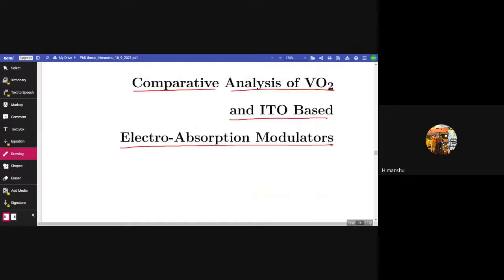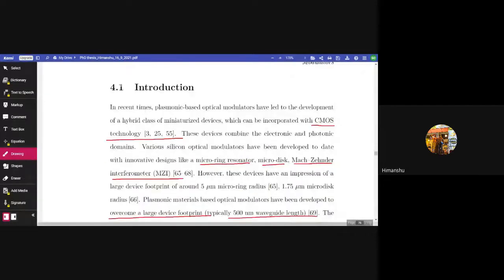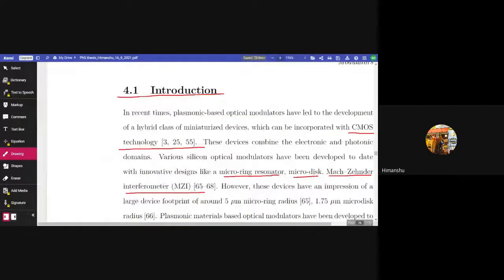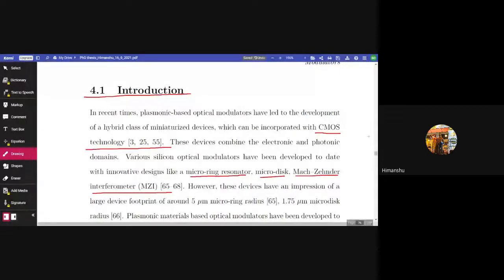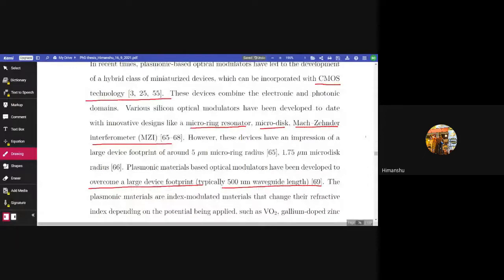So, beginning from the introduction, in recent times, plasmonic based optical modulators have led to the development of a hybrid class of miniaturized devices which can be incorporated with CMOS technology. Reference number 3, 25, and 55. These devices combine the electronic and photonic domains.